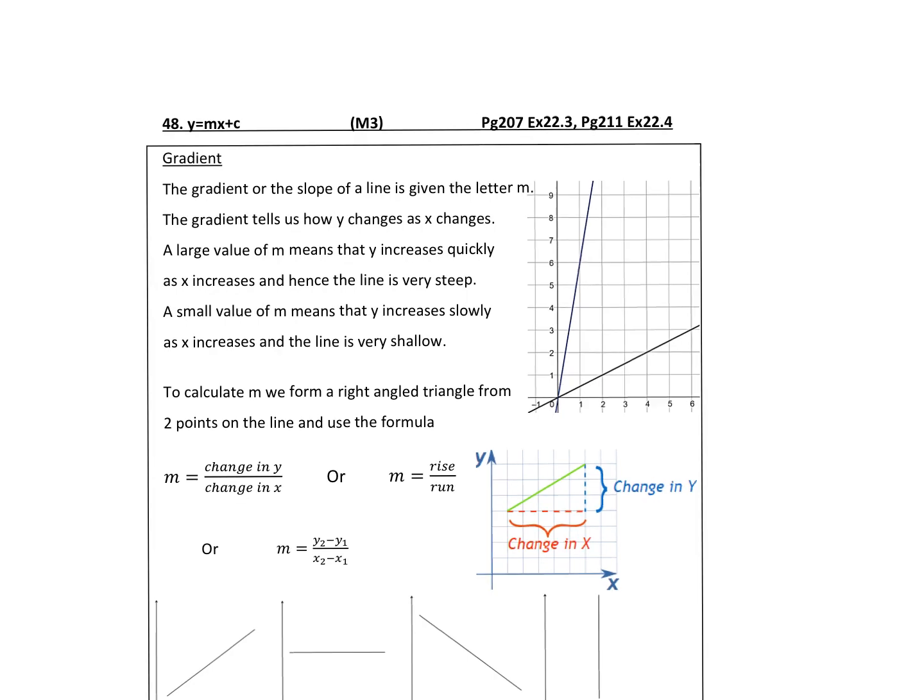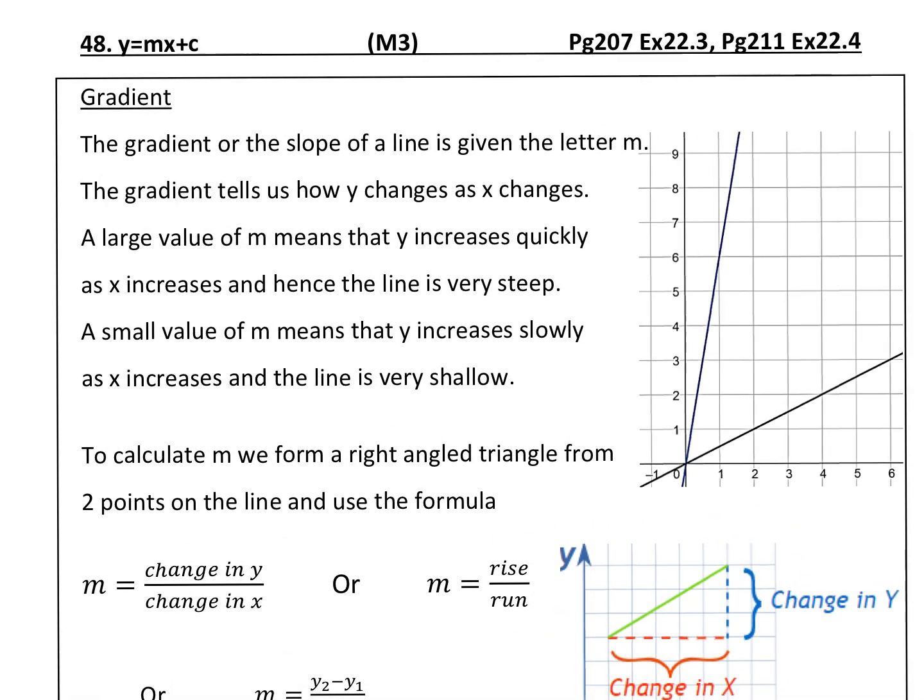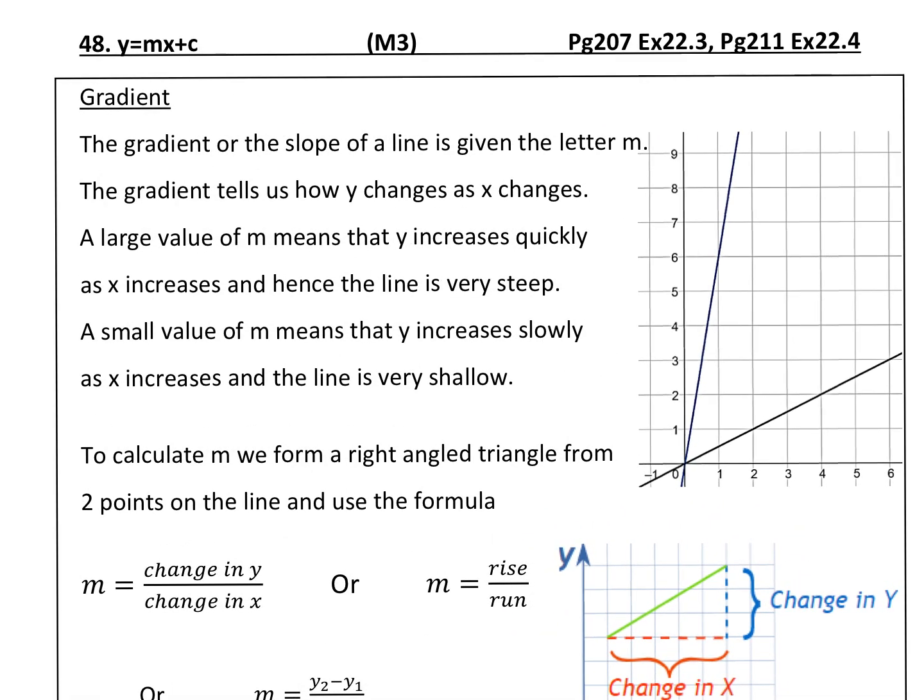Okay, let's look at some definitions. First of all, let's look at the gradient. The gradient, or the slope of a line, is given the letter m. The gradient tells us how y changes as x changes. A large value of m means that y increases quickly as x increases, and hence the line is very steep. So this is a steep line here.